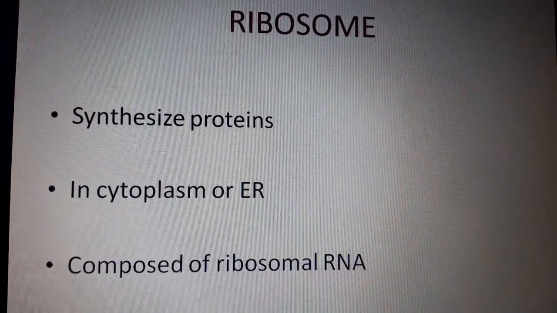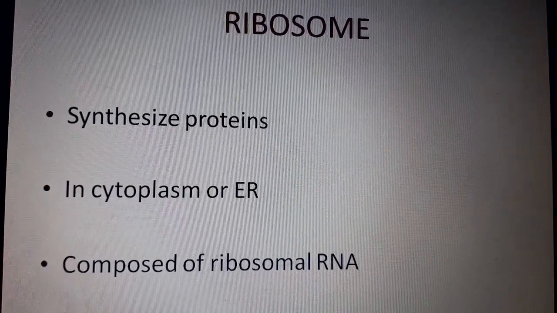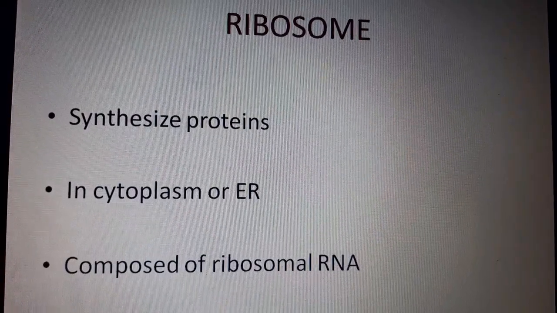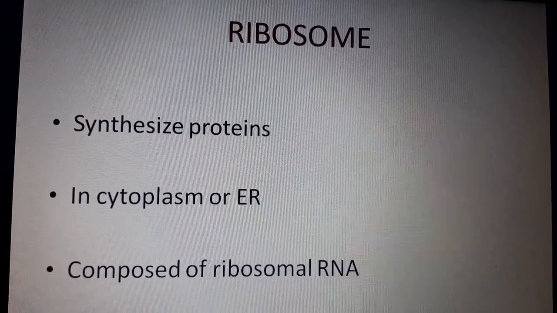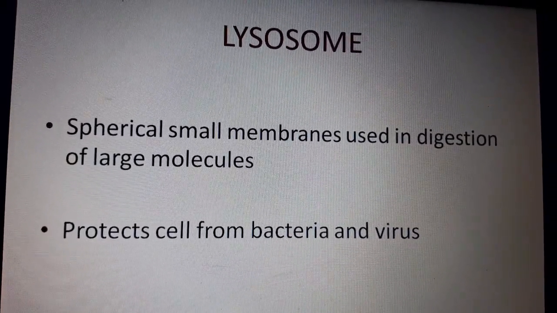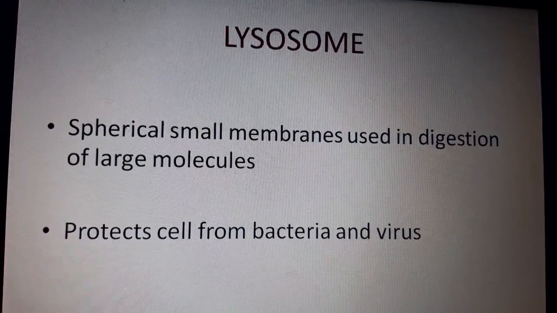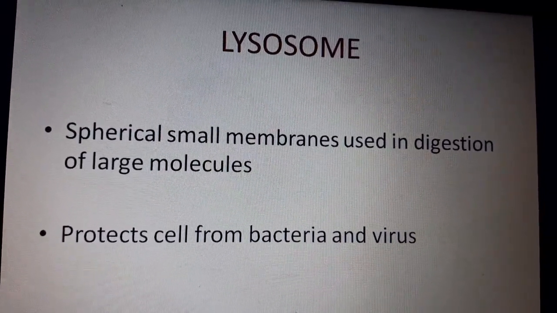Then ribosome. The main function of ribosomes is to synthesize the proteins. They are present in the cytoplasm or in the endoplasmic reticulum. They are composed of ribosomal RNA, ribonucleic acid. Lysosomes are the small spherical membranes which are used in the digestion of various large molecules. They also protect the cell from bacteria and virus.